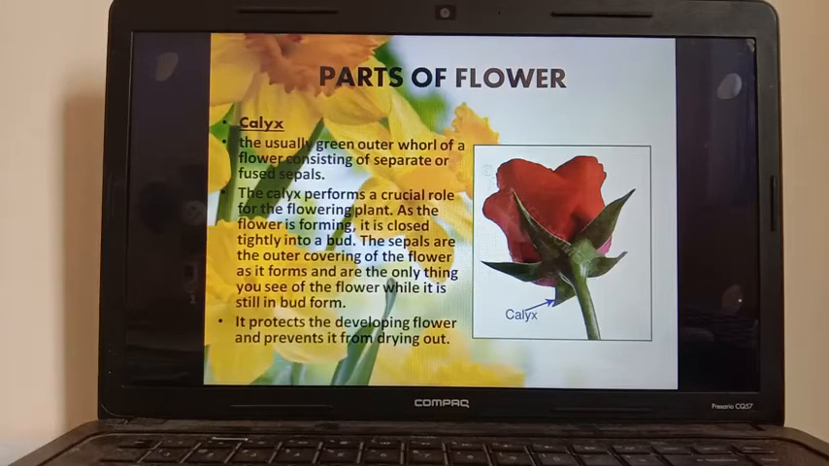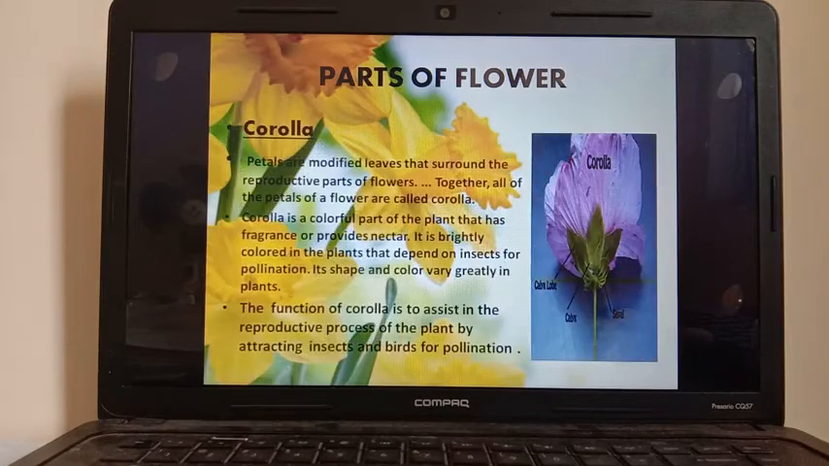So the group of sepals is known as the calyx. The single term is sepal and the collective term of all the sepals is calyx. Now the second whorl of the flower is the corolla, the petals. Corolla is the group of petals. All the petals are collectively known as corolla.